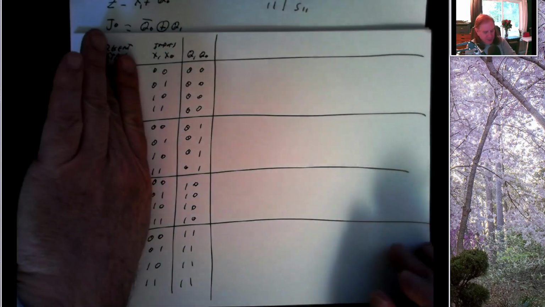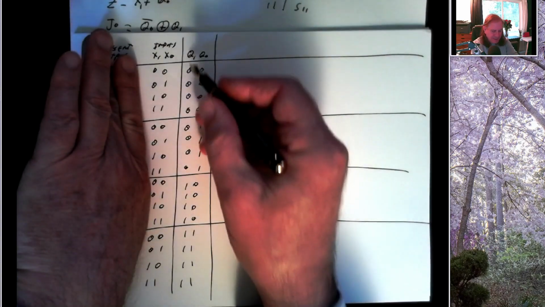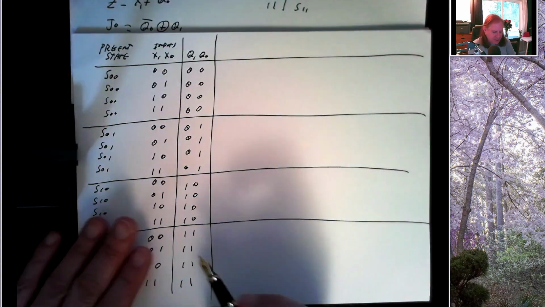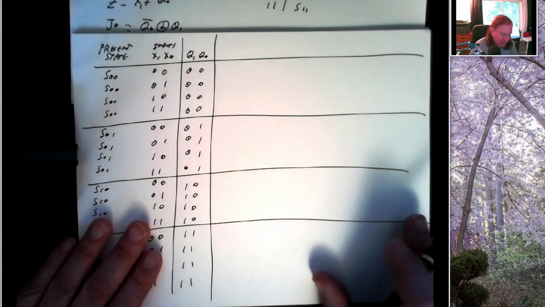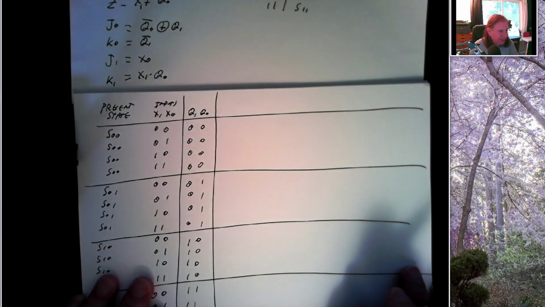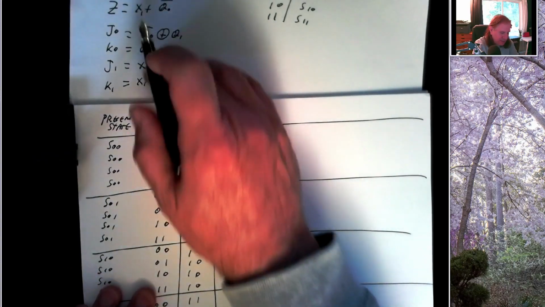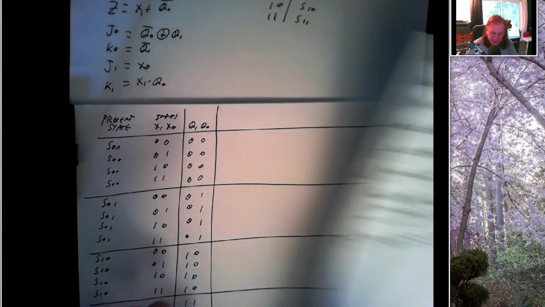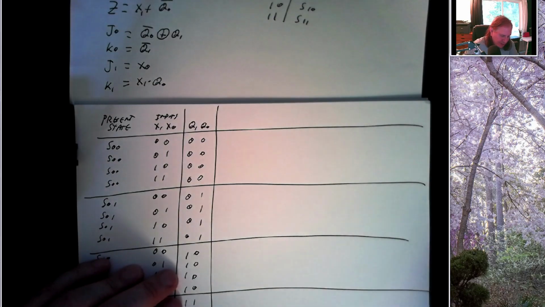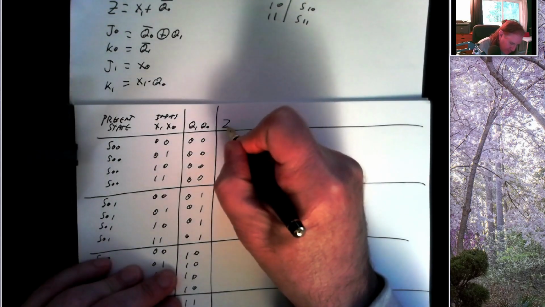Alright, so we can ignore the names for now. We basically have 16 rows, each showing a pair of x values and a pair of q values. And using that and these equations, we can fill in all of this information. So the next thing we fill in is the outputs. Well, we have a single output z.